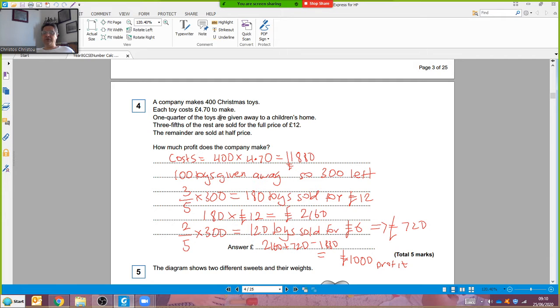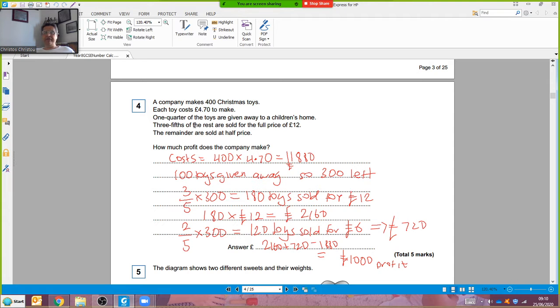1/4 of the toys are given to a children's home. So 1/4 of this 400 is being given away. So 100 is being given away to the children's charity. So that means I've got 300 left. Is that all right? 300 left, because these 100 have been given away.